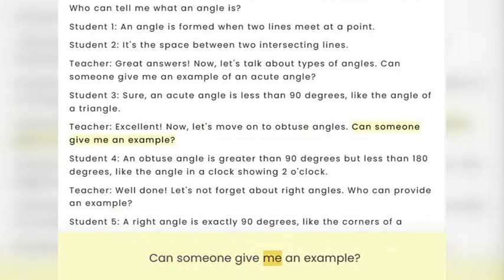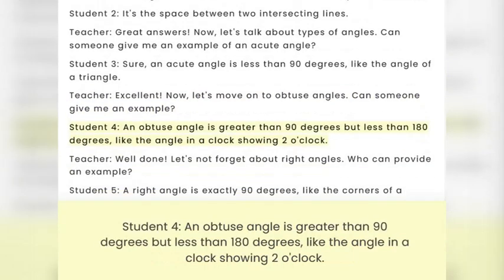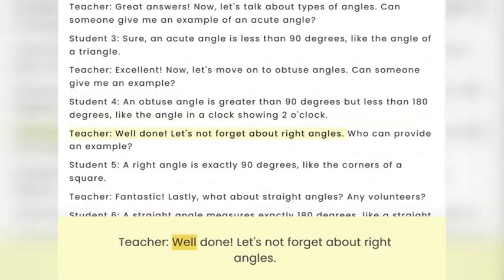Can someone give me an example? Student 4: An obtuse angle is greater than 90 degrees but less than 180 degrees, like the angle in a clock showing 2 o'clock. Teacher: Well done. Let's not forget about right angles.